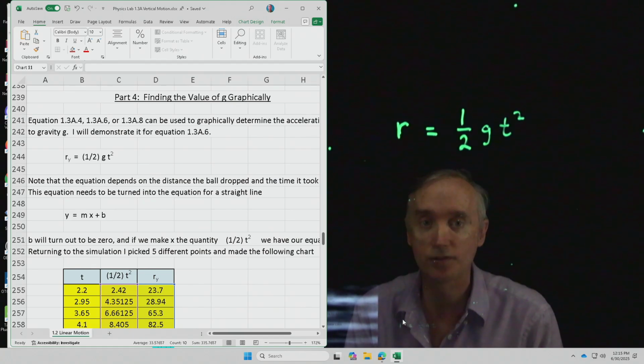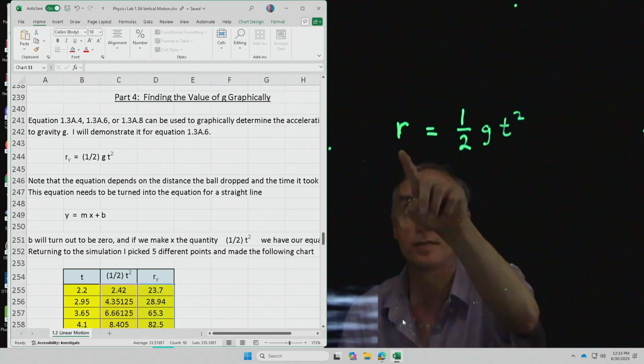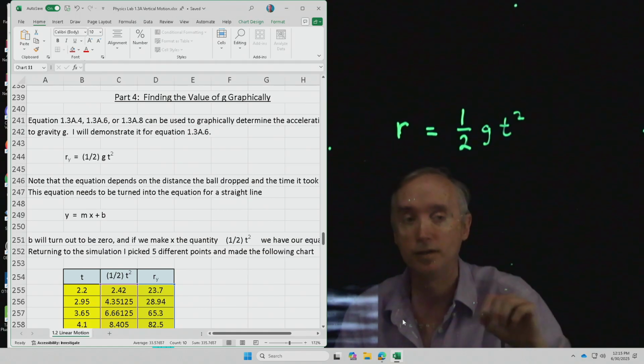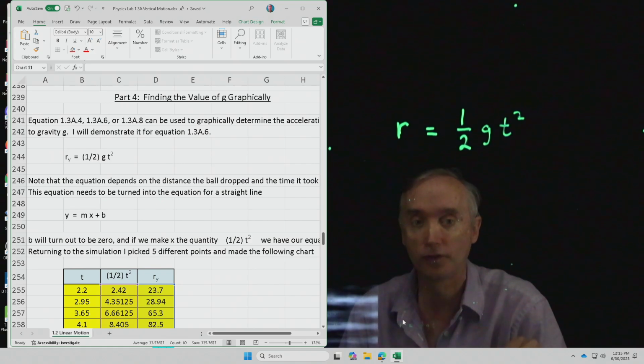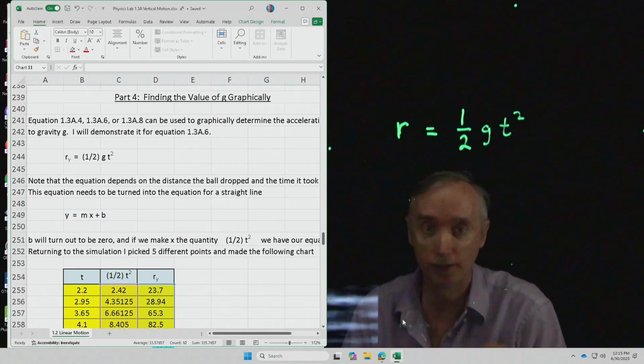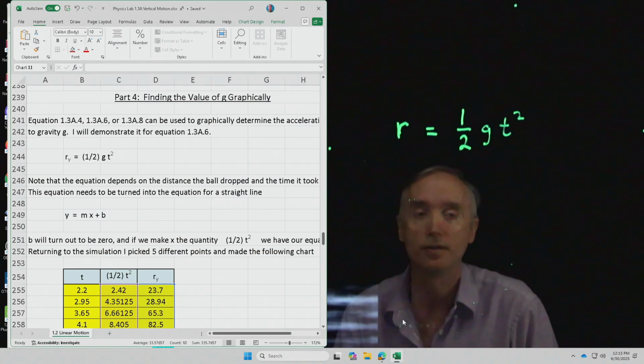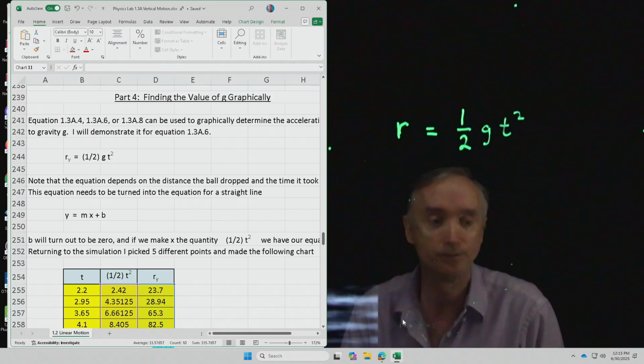I'm going to demonstrate it for the how far equation. So that's going to be this one up here. You're going to do it for either the how fast equation or the hybrid equation. You get to choose which of the two equations to do. Now one of them, it's going to turn out, is a whole lot easier to do than the other one. But let me just demonstrate to you the principle behind it.